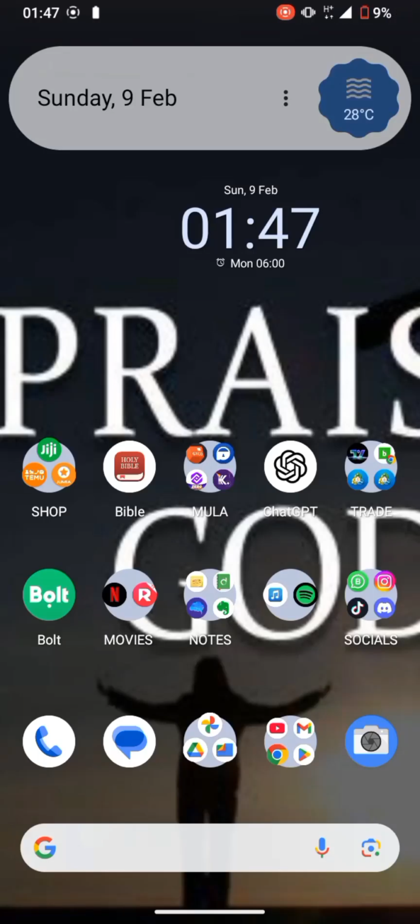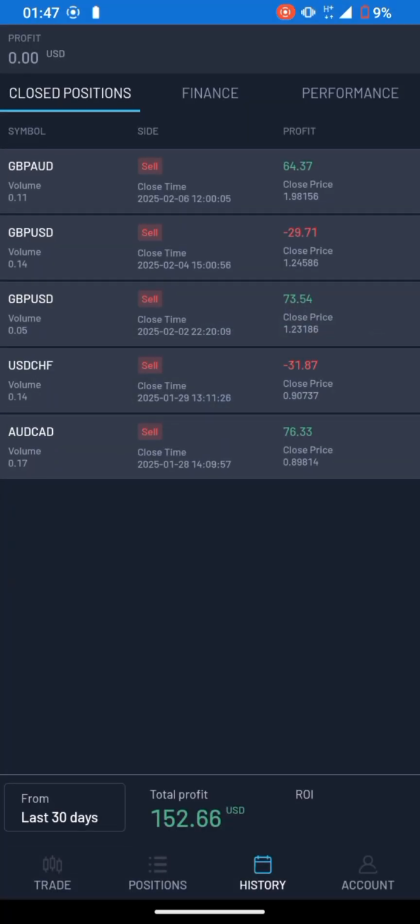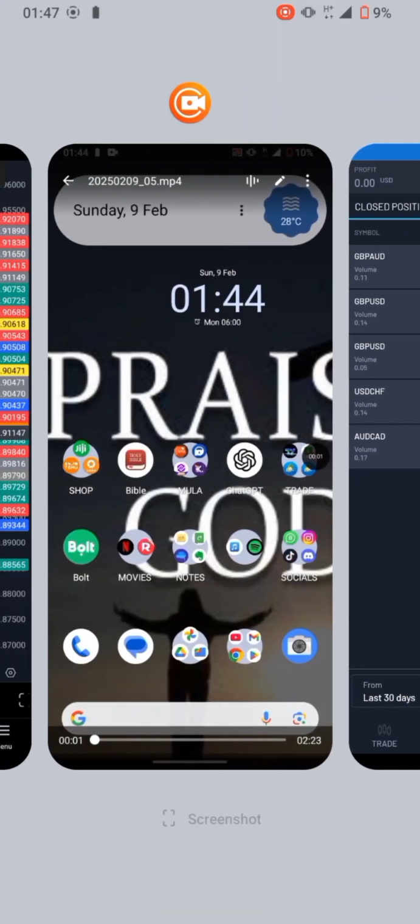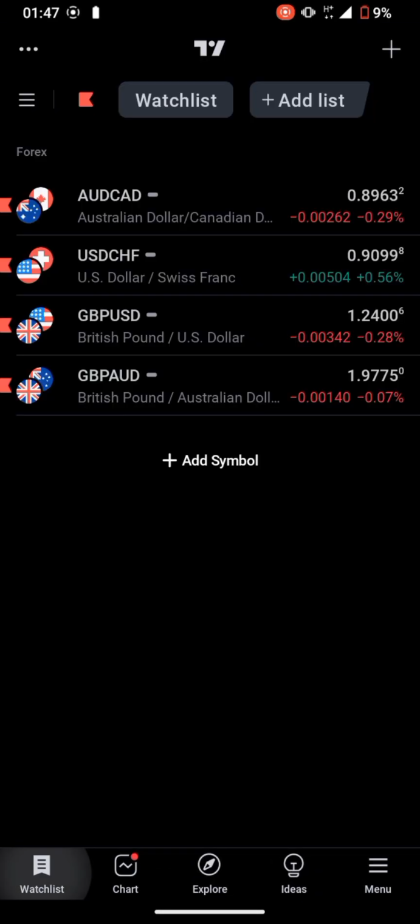Alright, so this is how I passed my Willis Capital Phase 1 account. As you can see on the Willis Capital Trading Platform, I took just 5 trades in 2 weeks, and out of those 5 trades, I won 3 and I lost 2. And if we head on to TradingView, I'll show you my analysis on those 5 trades that I took.